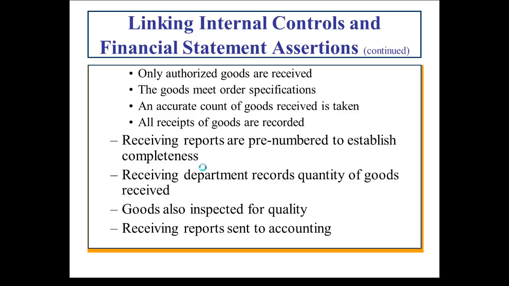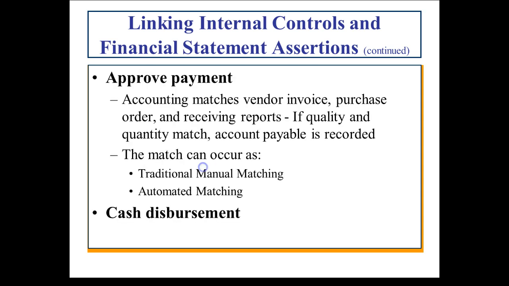Again, pre-numbered. You're going to hear that over and over again, how these pre-numbered documents are essential to make sure we have a completeness assertion that we have actually taken into account each one. The receiving reports, after they've been filled out, will then be sent to the accounting department. Then accounting is going to match the purchase order, the receiving report, along with the vendor invoice, to make sure that all the various factors in volume, price, and quality are met. And this can happen in a traditional system or an automated system.